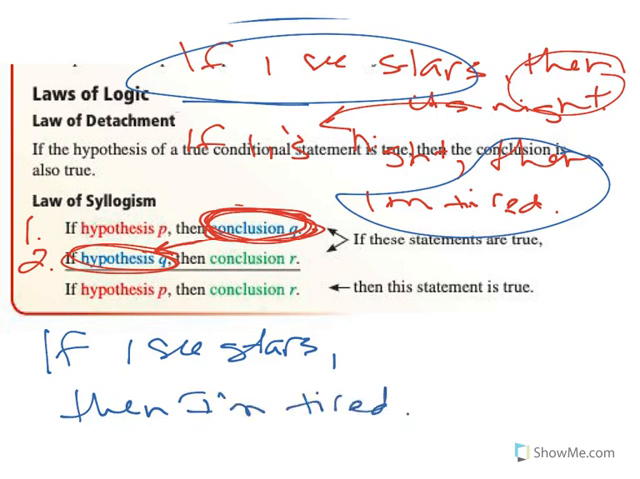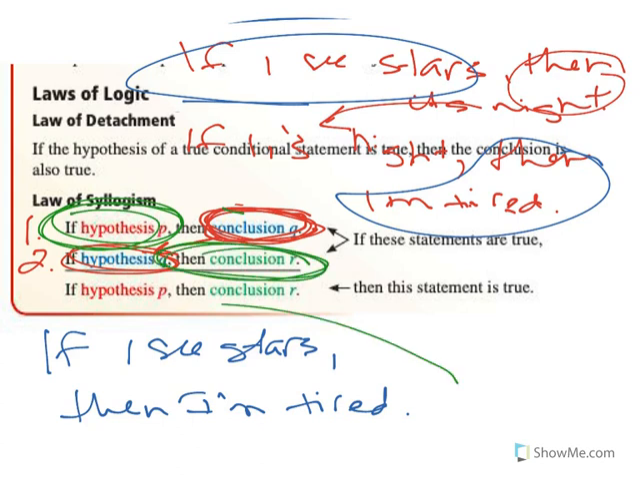Okay? So your answer, your conclusion, would be a new if-then statement that takes the original hypothesis, the first hypothesis, and the last conclusion to make a new if-then statement. Let's do some examples.